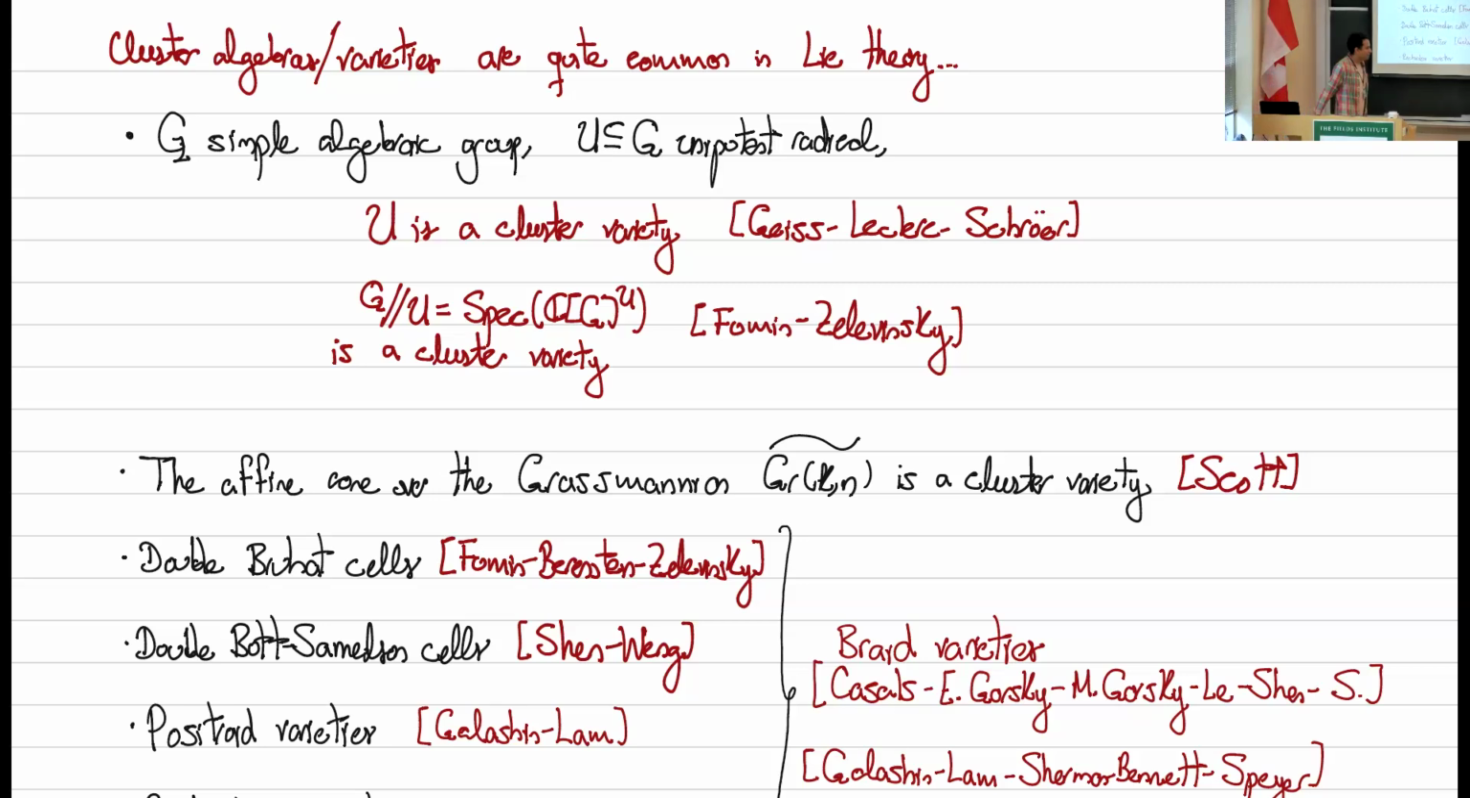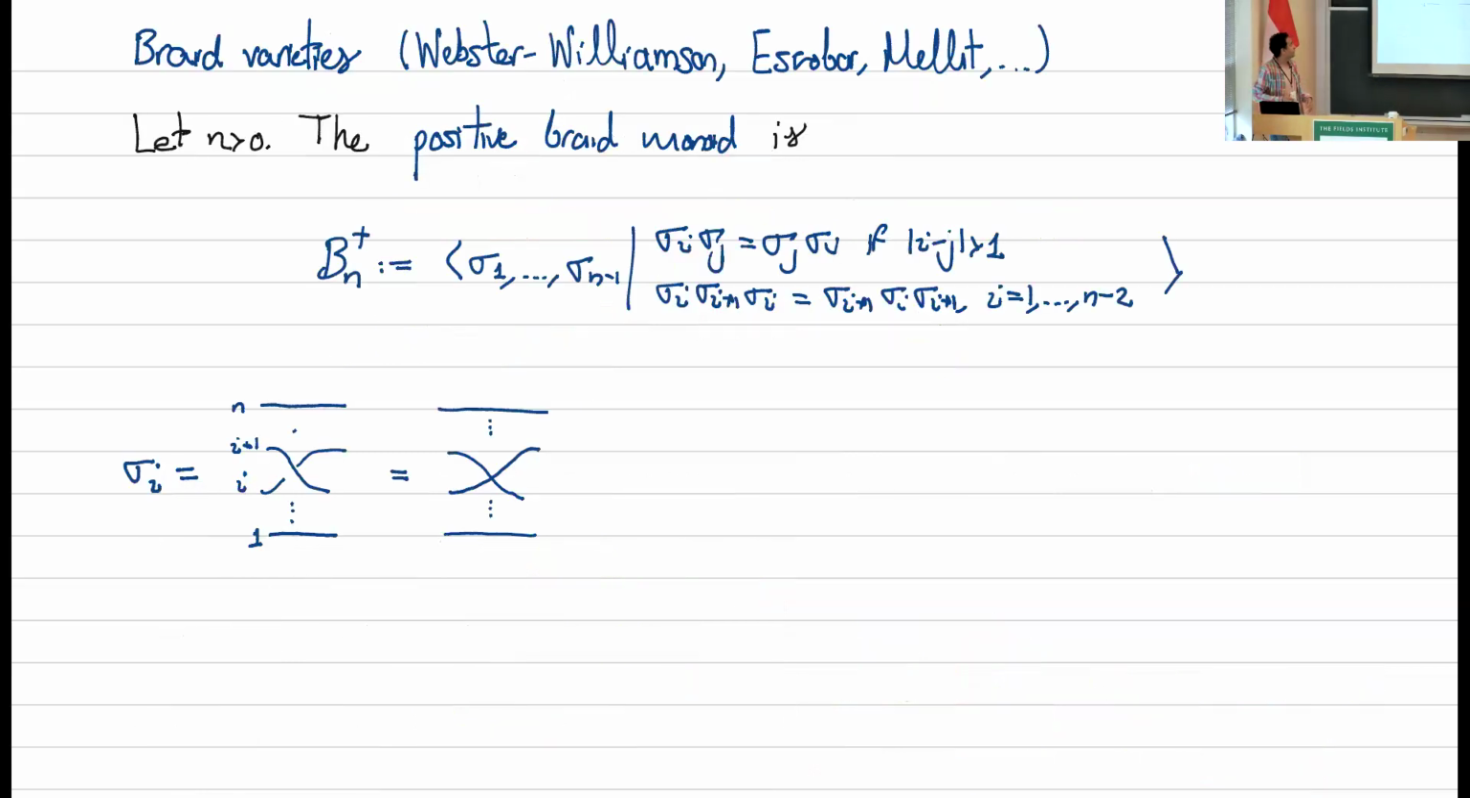Okay. Now, if you want to show that an abstract variety is a cluster variety, the first thing to do is to find the cluster tori, or candidates for the cluster tori. But then you need to find coordinates on those cluster tori, and you need to find a way to mutate them. So I will define braid varieties, and I will tell you how to find some cluster tori, but I won't do all the work. It's way too complicated. Okay, so let me move to braid varieties.